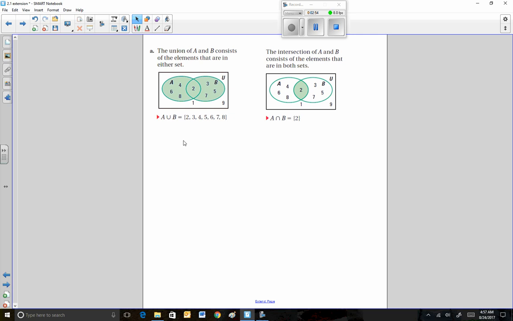Oh, I'm sorry. This is a Venn diagram of the union. This is showing you all the numbers. They all go in the set. This is the union of A and B. This is a Venn diagram demonstration of the intersection. You look for what the sets only have in common. What do they both have? They both have a 2.